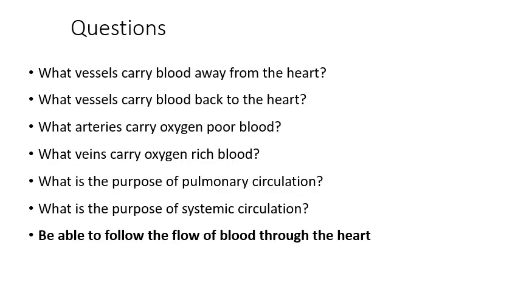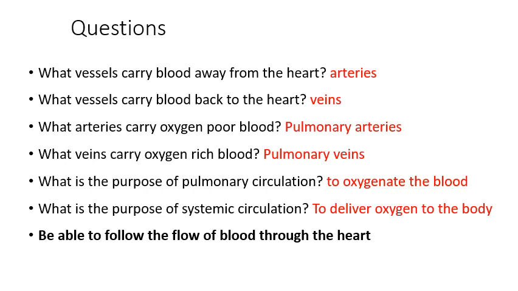Okay, so what type of vessels carry blood away from the heart? What vessels carry blood back toward the heart? What arteries carry oxygen-poor blood? What veins carry oxygen-rich blood? What's the purpose of the pulmonary circulation? And what is the purpose of the systemic circulation?